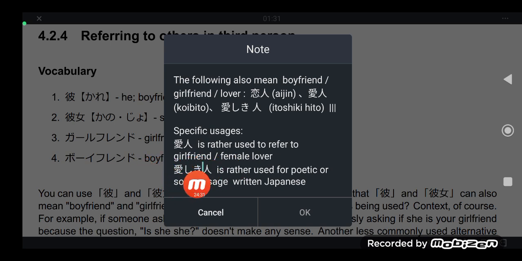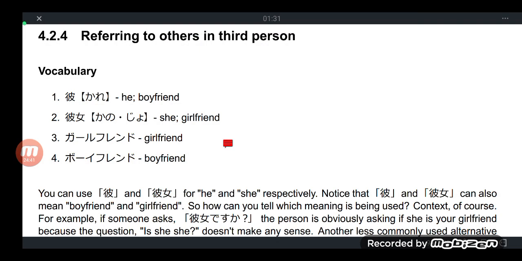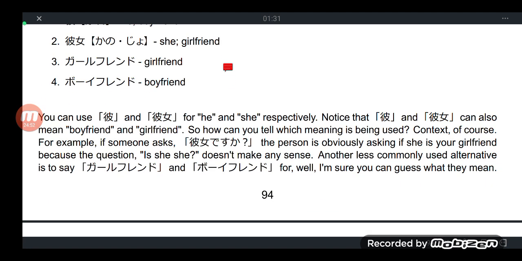Itoshikihito is rather used for poetic or songs usage, or in written Japanese. Itoshikihito. Okay? Or you can just do a transliteration, girlfriend, boyfriend.